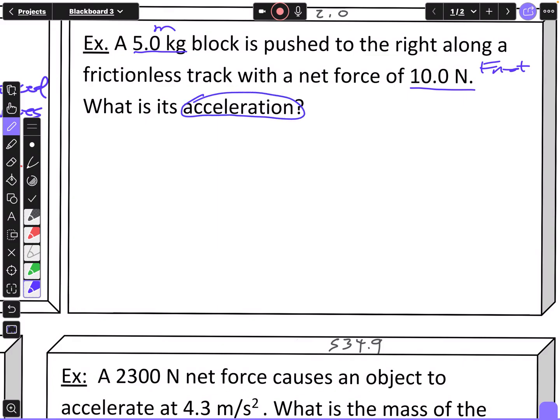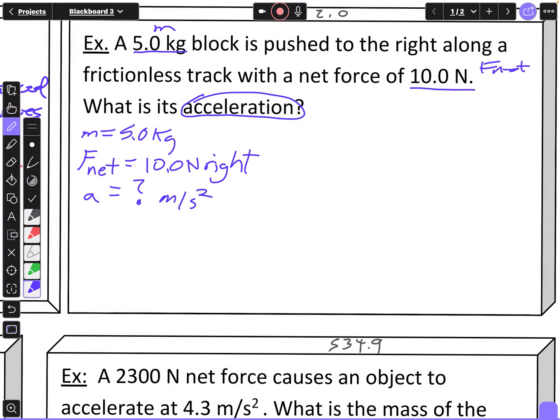I'm going to write down my givens. Mass equals 5.0 kilograms. F net equals 10 newtons. And remember, it's a vector quantity, and this one has a direction. It's 10 newtons to the right. And then once we solve for acceleration, that's my question mark. It's going to have units of meters per second squared.